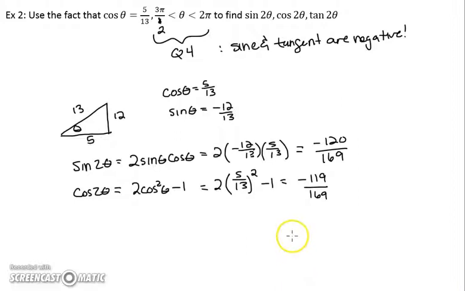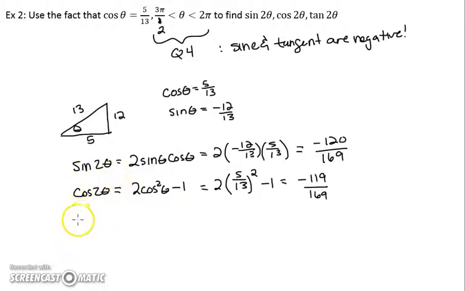So before you start thinking, well, I thought we're in quadrant 4, so cosine had to be positive. Theta is in quadrant 4. We're finding the cosine of 2 theta. So we're not actually necessarily staying in quadrant 4.